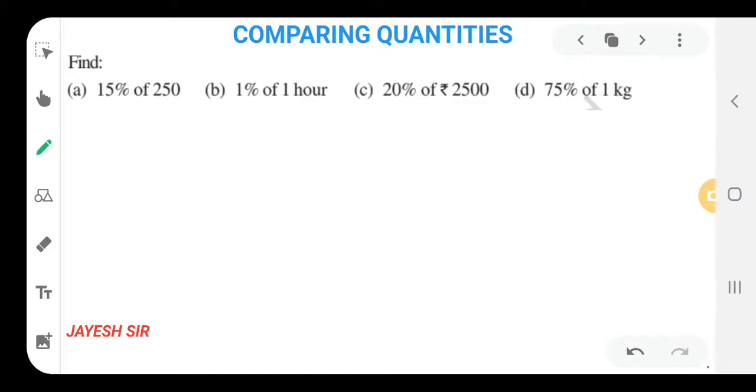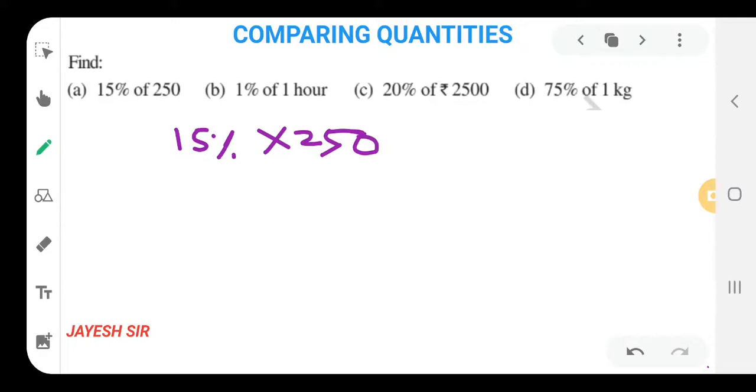The basic thing I would like to share with you, friends, is that here the percentage sign is given. 15% of 250. Of means, we know, of means multiplication. So solving it, we are getting the answer as this. Yes, I hope you all might be getting it.